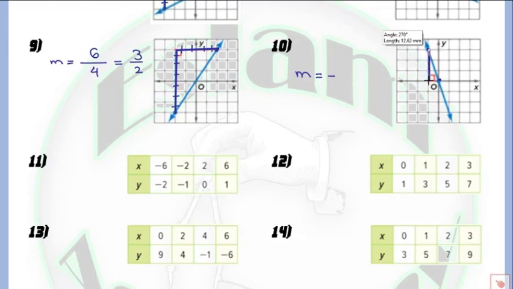Draw the triangle joining the 2 points. Now count the vertical change: 1, 2, 3. We have 3. And the horizontal change is 1. Negative 3 over 1 will be equal to negative 3.